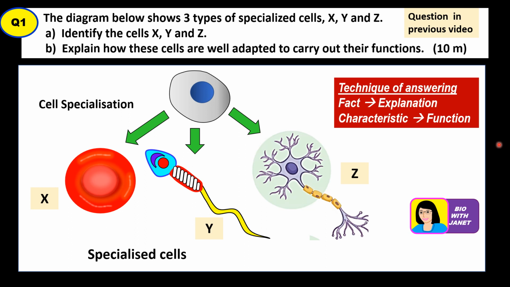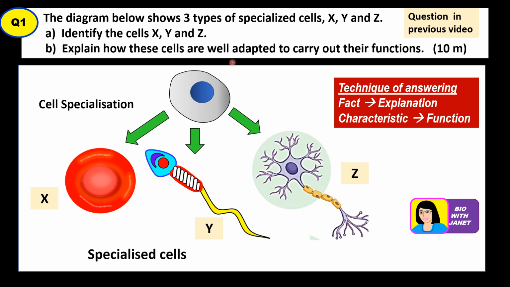Let's learn the technique. First of all, we should have a rough idea of how many marks it is for each section. When you identify the cells X, Y, and Z, you may already get 3 marks already. Or if the examiner is more miserly, or if the question is designed in such a way, it could be just 1 mark for everything. All 3 must be correct. But normally, 1 cell, 1 mark.